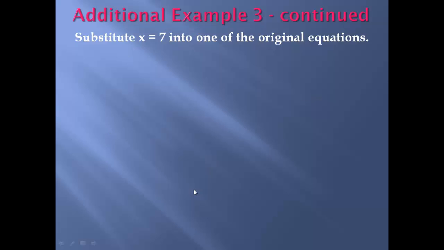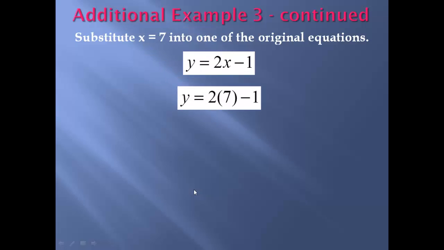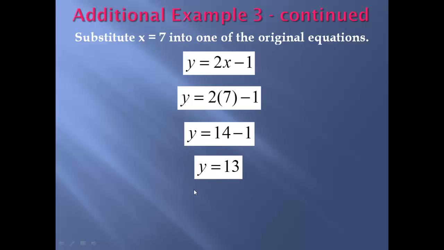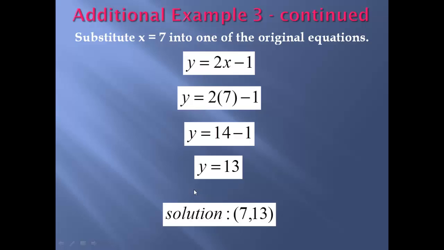Now we're going to substitute x equals 7 into one of the original equations. One of our original equations was y equals 2x minus 1. We're going to take that 7 and substitute that in for x. So we're going to have y equals 2 times 7 minus 1. 2 times 7 is 14. So we have y equals 14 minus 1. And 14 minus 1 is 13. So we know that x equals 7 and y equals 13. So our solution is (7, 13).